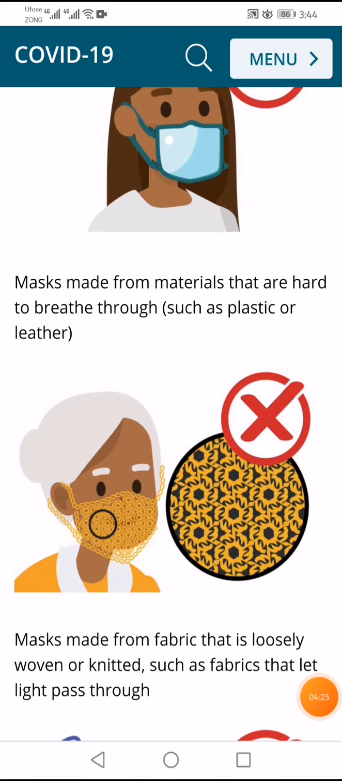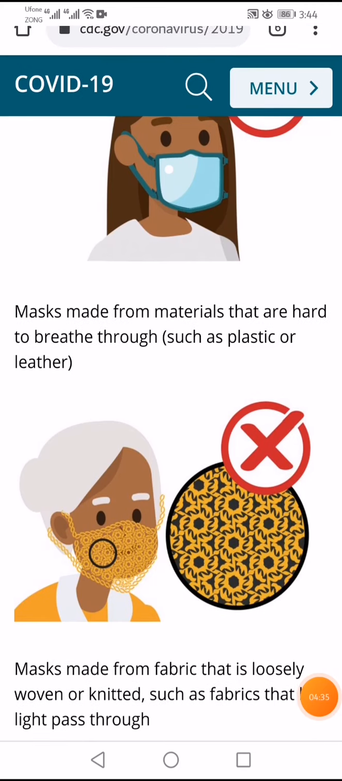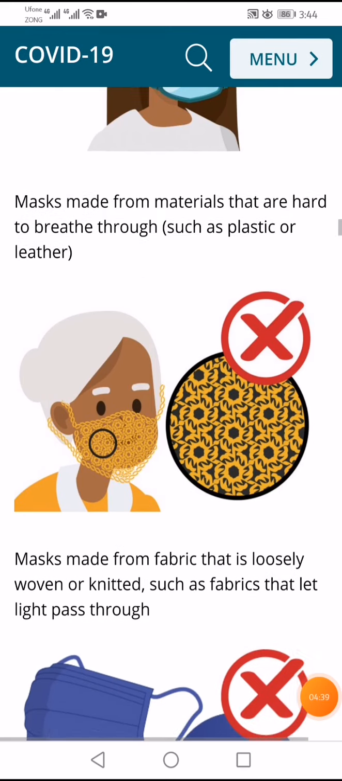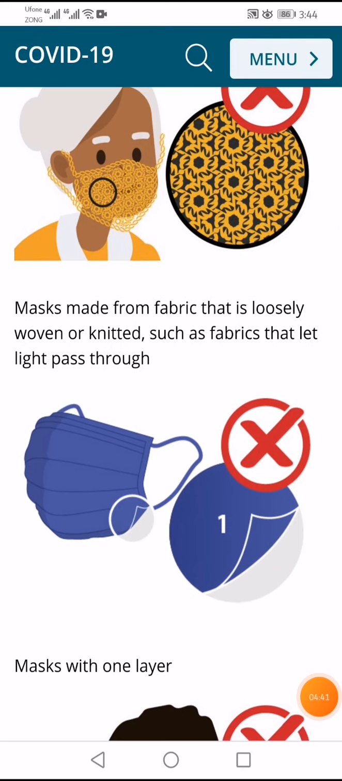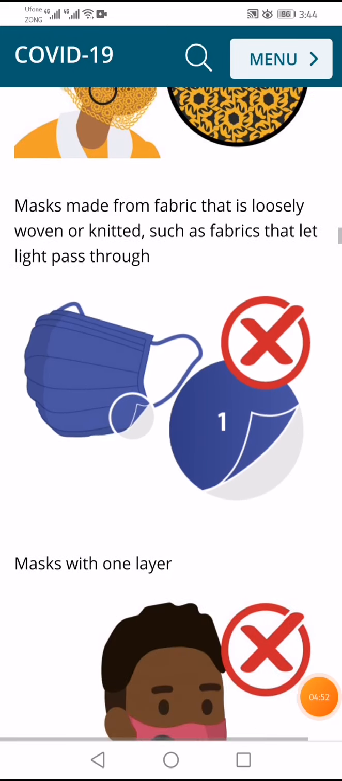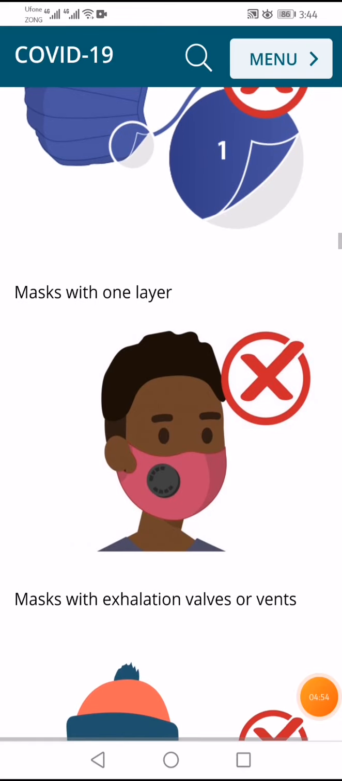Then there are masks which are loosely woven or knitted. These fabrics are not good because there are a lot of spaces from where microbes can enter, and those which come from your mouth can go to the other person. So these are not recommended masks. Then there are masks with a single layer. A single layer is not enough to stop the small particles coming out of our mouth. So you need not wear these single layer masks.